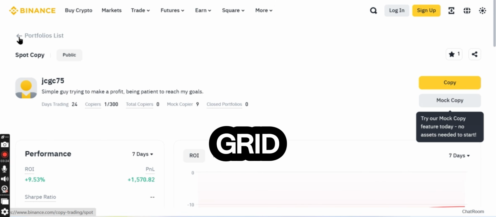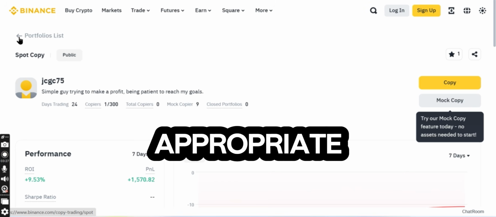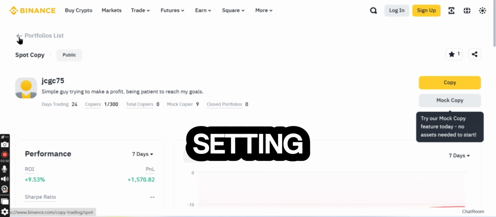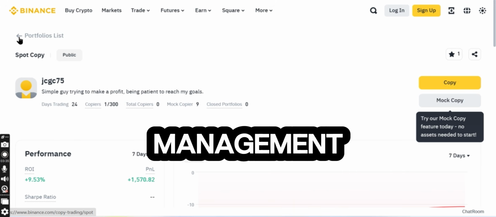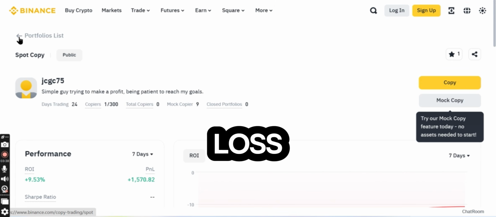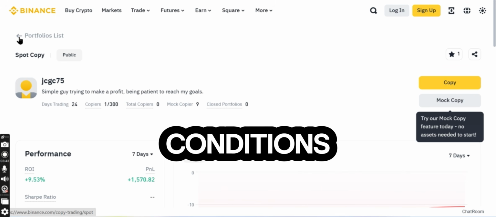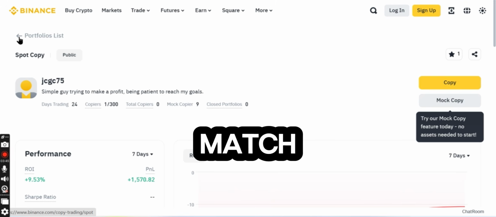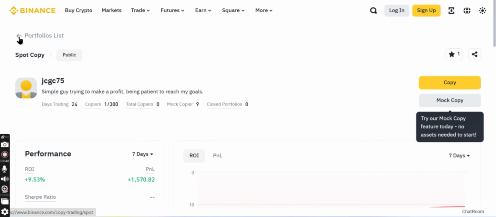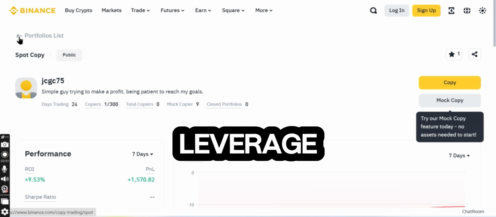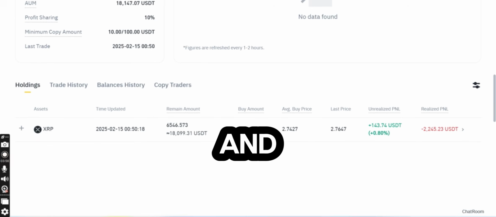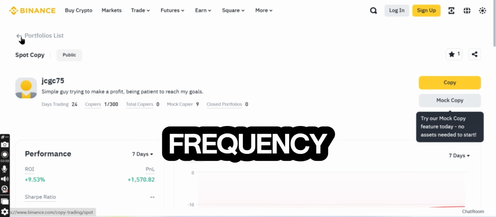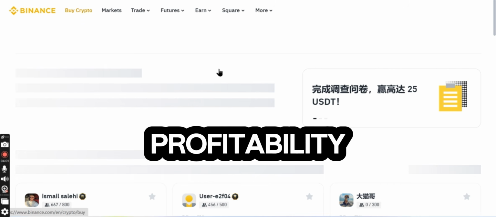Best practices for grid trading. Select an appropriate price range. Avoid setting grid levels too close or too far apart. Use risk management techniques. Implement stop loss and take profit levels to mitigate losses. Monitor market conditions. Adjust grid settings to match changing volatility. Avoid overleveraging. Keep leverage low to reduce the risk of liquidation. Optimize grid size and spacing. Balance frequency of trades with potential profitability.